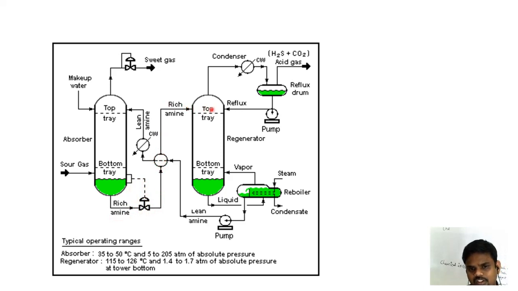So this rich amine is entering the second column. Again we have the condenser, and H2S and CO2 acid gases are leaving as the top product. At the bottom we are getting something which is being condensed, so we are collecting the condensate. Some lean amine is returned back to the top of column number 1, like that. So this is a representation of a process flow diagram.